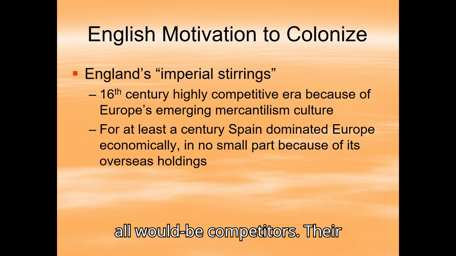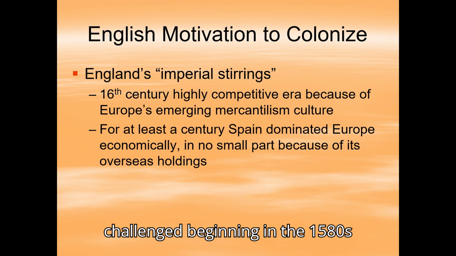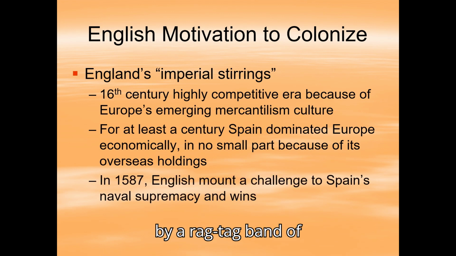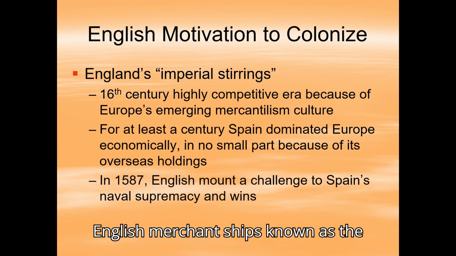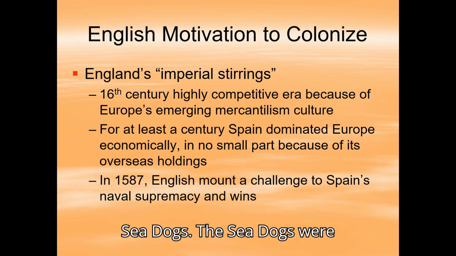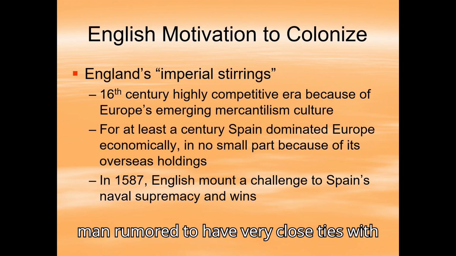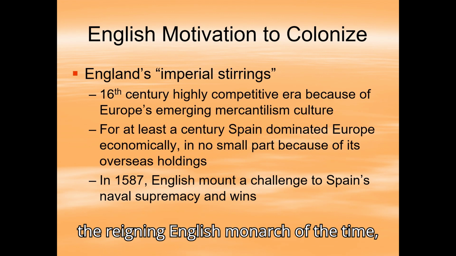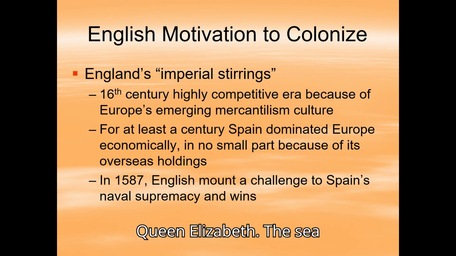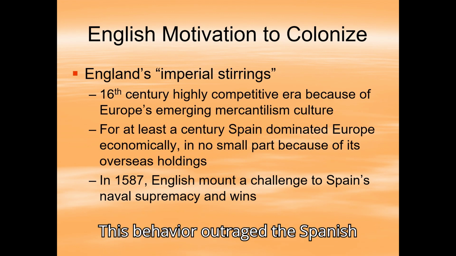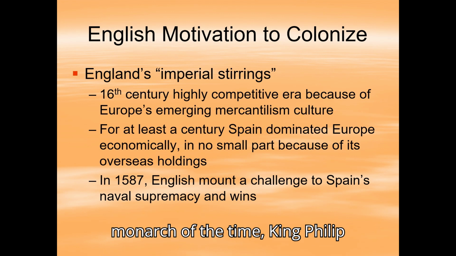Their dominance, however, would be challenged beginning in the 1580s by a ragtag band of English merchant ships known as the Sea Dogs. The Sea Dogs were led by Sir Francis Drake, a man rumored to have very close ties with the reigning English monarch of the time, Queen Elizabeth. The Sea Dogs routinely engaged in piracy of Spanish ships on the open waters of the Atlantic. This behavior outraged the Spanish monarch of the time, King Philip II.